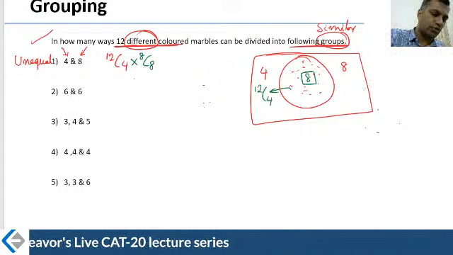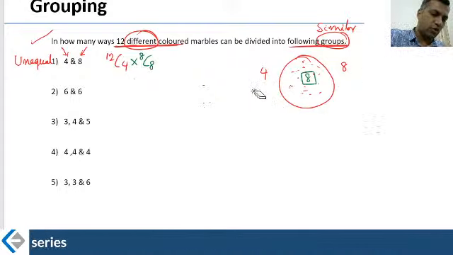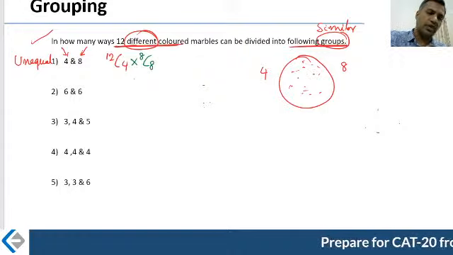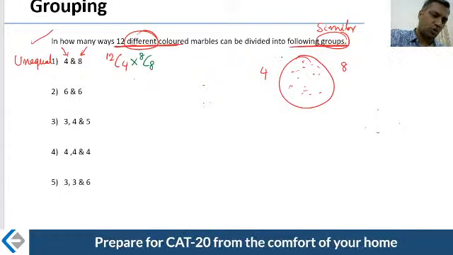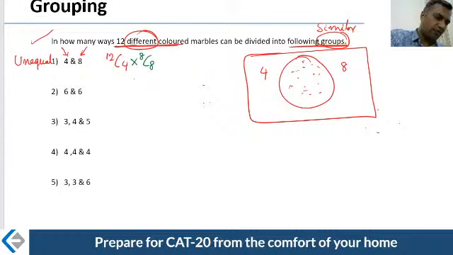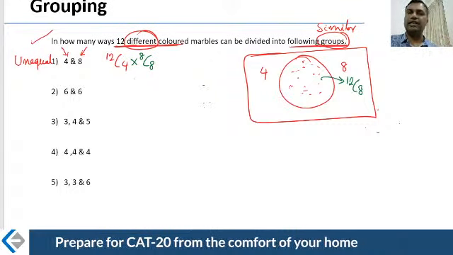What is that other way around that you want to do? You may say that I will form the other group first. What do you mean by forming the other group first? You say, okay, I will form this group first. Fine. If you are forming this first, you would be writing it as 12C8.